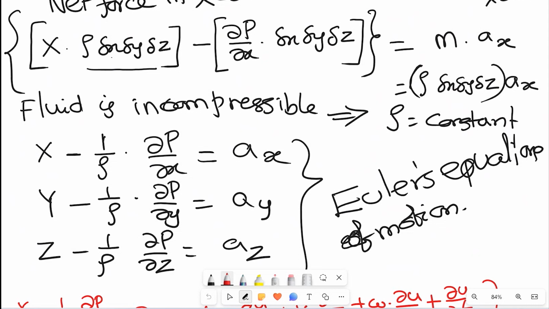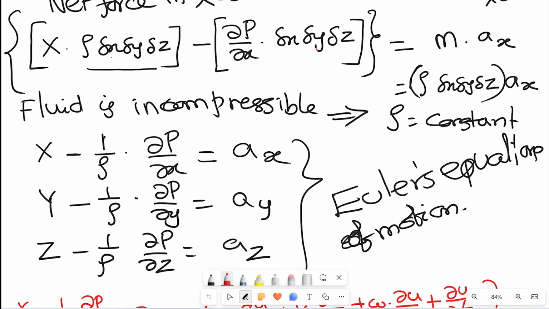So now what I have done, X into rho delta x delta y delta z minus dou p by dou x into delta x delta y delta z is equal to mass into rho delta x delta y delta z into ax. So throughout I am dividing by rho delta x delta y delta z. Each term I am dividing by rho delta x delta y delta z. If we divide each term by rho delta x delta y delta z, in the first term all that will go, remaining is only X.